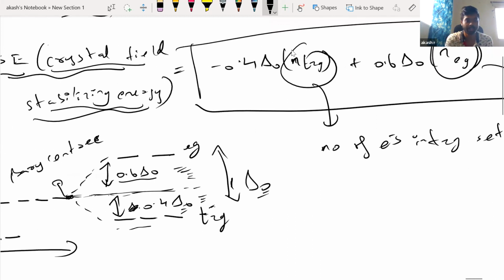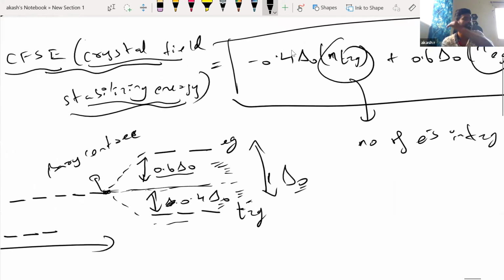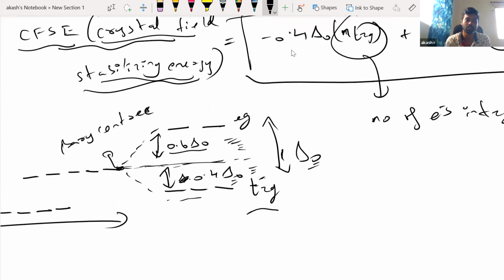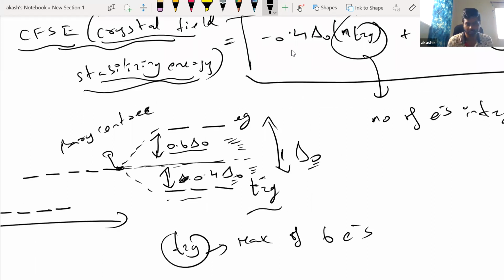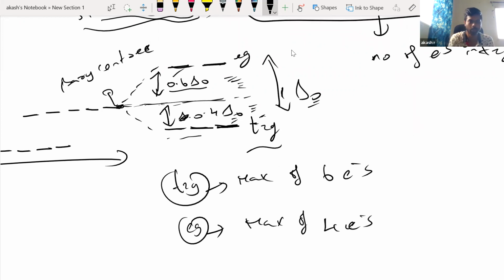Now, how do we write the configuration? Whenever they ask you to write the configuration for the d orbitals in crystal field theory, you should write in terms of T2G and EG. You can easily understand the T2G set can have a maximum of 6 electrons, because there are 3 orbitals, with 2 electrons placed in each. Same way, your EG set can have a maximum of 4 electrons, because there are only 2 orbitals there.